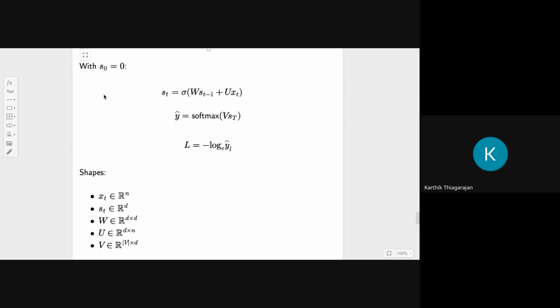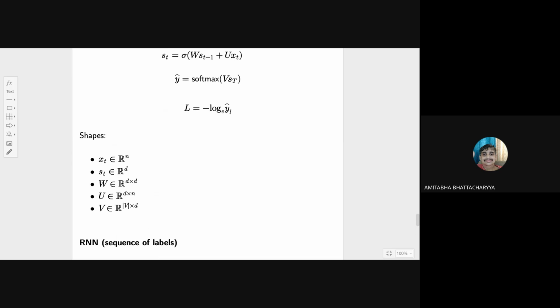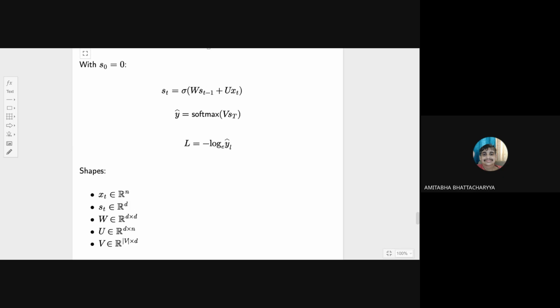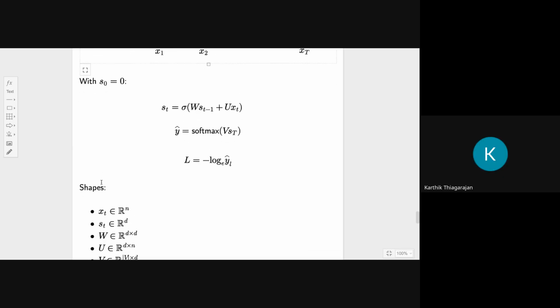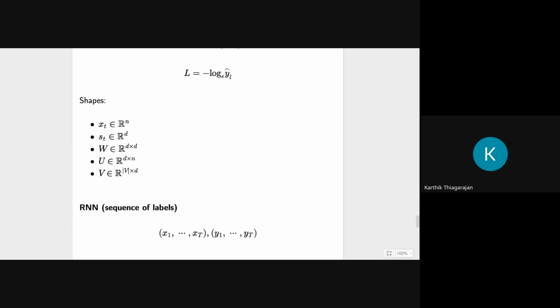Okay, so what else do we have? We have X_t. X_t is R^n. N need not be the same as D. X_t is the input that you pass to your RNN. It could be different from your model's hidden state vector. The state vector could have a different dimension.